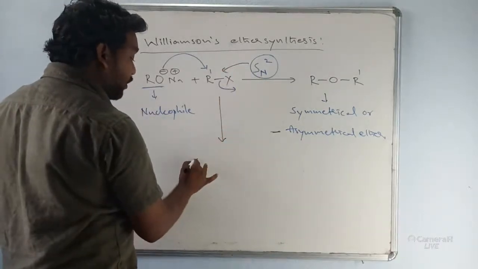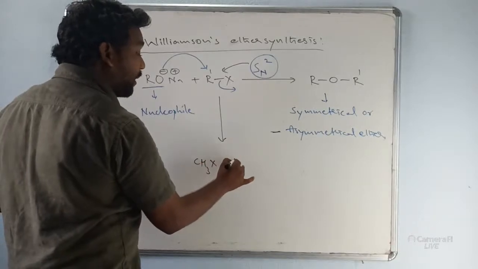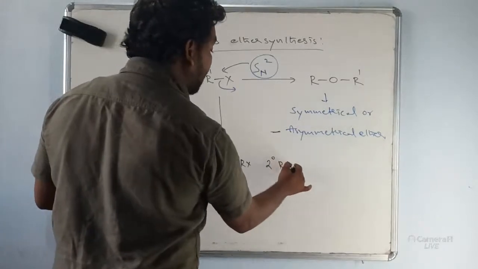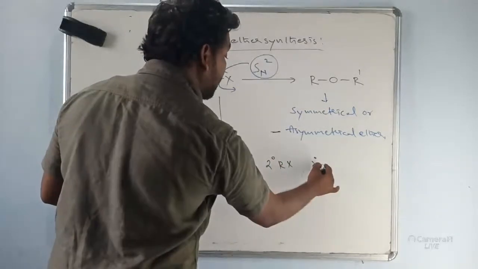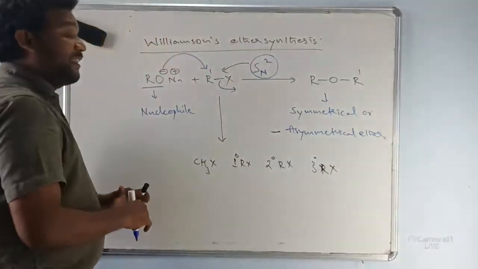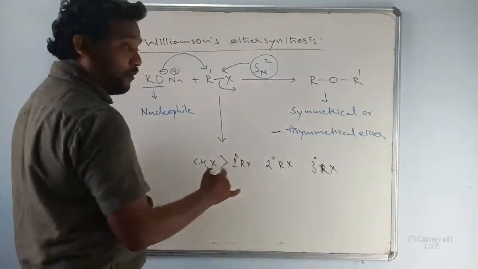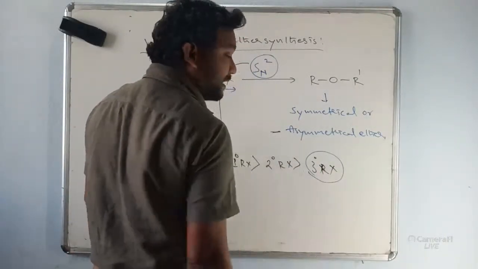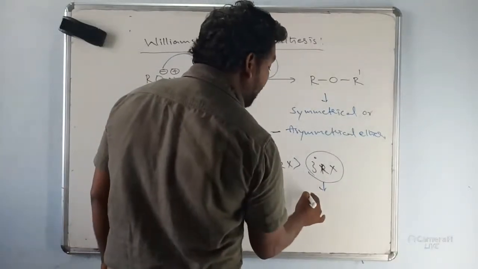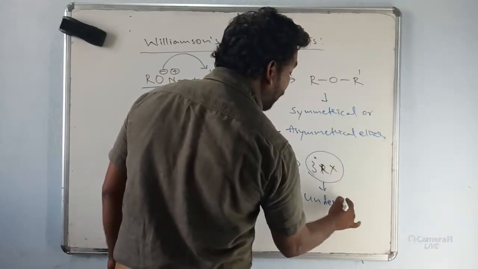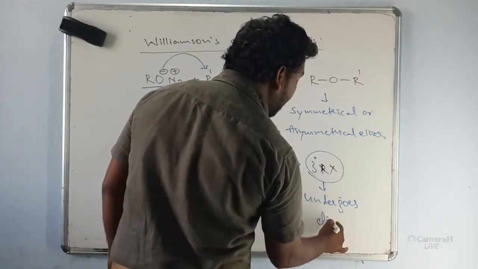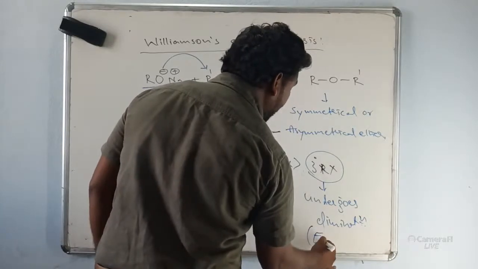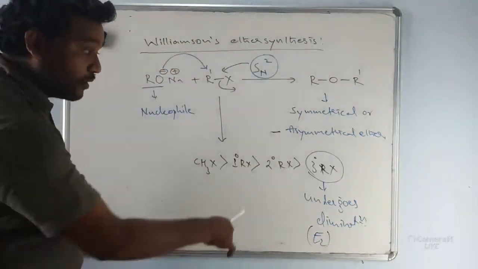So now let us write the order of reactivity. Methyl halide, primary alkyl halide, secondary alkyl halides, and tertiary alkyl halides. How will be the reactivity towards SN2? Methyl halides are more reactive than primary, then secondary, and then tertiary. Generally, tertiary alkyl halides in this reaction undergo elimination. Remember, elimination by the E2 mechanism.